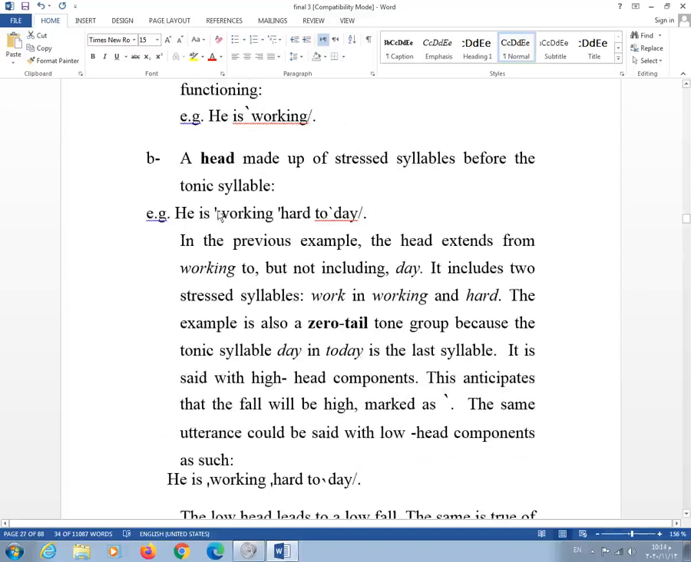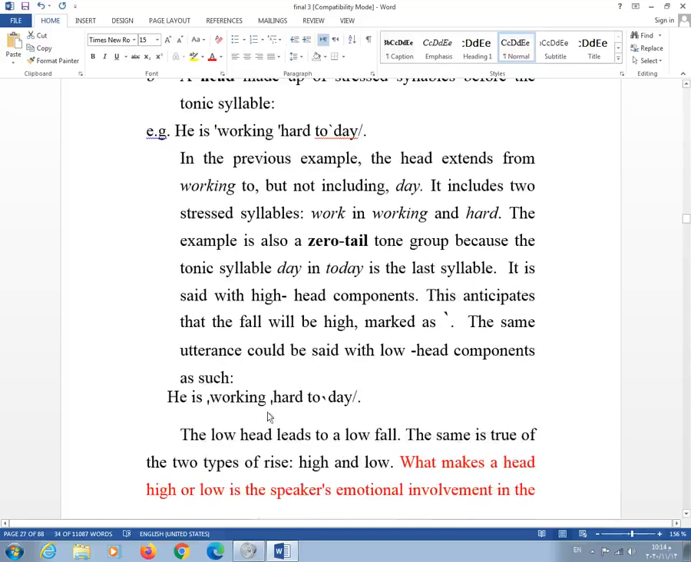So here, he's working hard today. I'm using a high head. I'm saying it with a high pitch. He's working hard today. And here, look at this. He's working hard today. He's working hard today. Here I'm using a low head, putting the head, which includes working and hard, and today, on a low pitch. What's the difference between this and that?